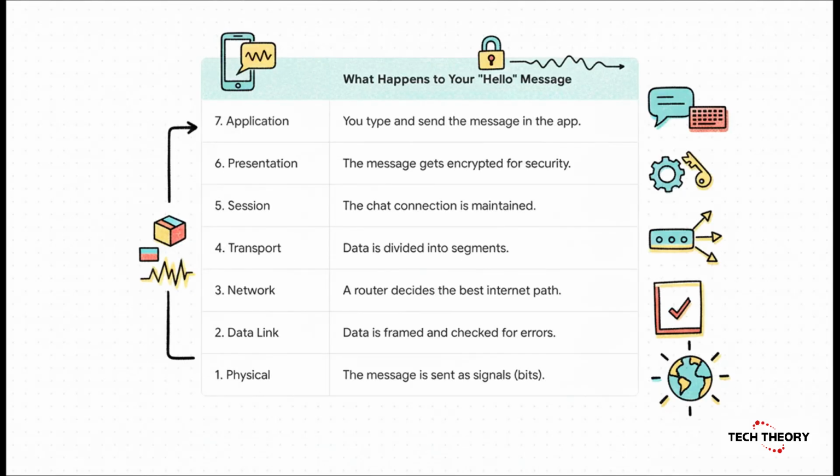This table gives us a fantastic summary of that whole flow. You start at the top, layer 7, where you type the message. Then it gets encrypted, the session is managed, it's broken into segments, given a route, framed for local delivery, and boom, at layer 1, it's sent as physical signals. Each layer adds its own little wrapper and does its specific job. It's really a beautiful, invisible dance.